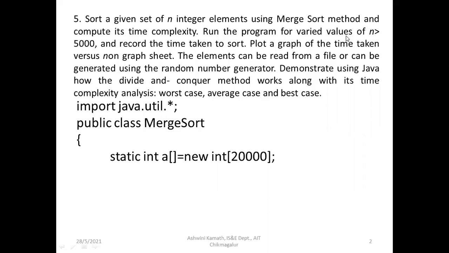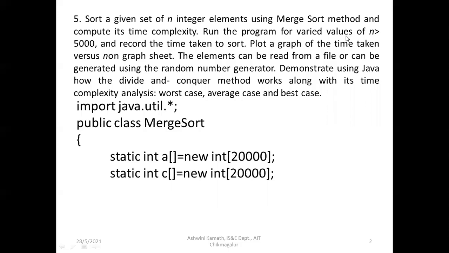Static int a, then square brackets. This is the format used by Java programs to create the array. So int a, square brackets, which is equal to new. New is the keyword which allocates the memory dynamically. And int we are specifying because we have to allocate the memory for integer values. And I'm allocating 20,000 memory locations.